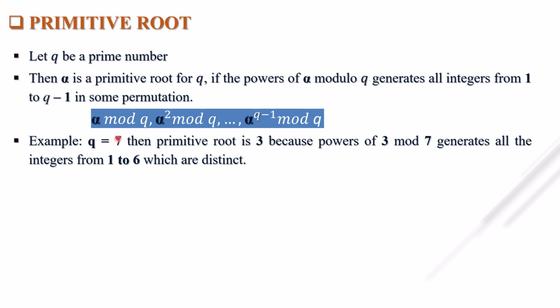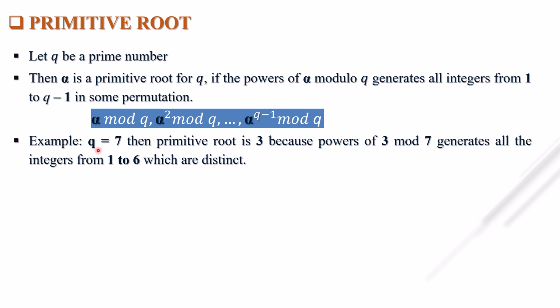Then suppose we select alpha equal to 2. Then 2 mod 7, 2 raised to 2 mod 7, 2 raised to 3 mod 7, up to 2 raised to 6 mod 7 must generate all integers from 1 to 6. Why 1 to 6? Because our prime number is 7. If our prime number is 19, then all integers must be from 1 to 18. Let's see with the help of an example.